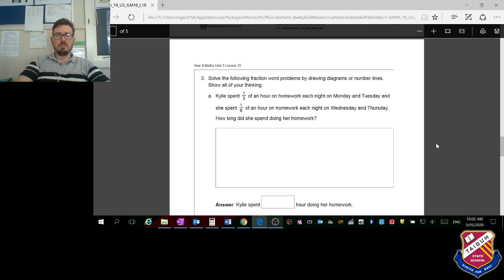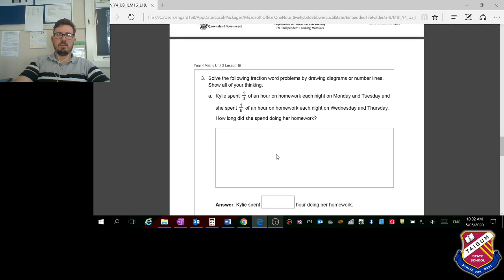So, I want you to draw 1/3 for Monday, 1/3 for Tuesday, 1/6 for Wednesday, and 1/6 for Thursday. You can do that by drawing circles and partitioning into thirds. You can do that with a number line and partitioning into thirds, or you can do that with a square and partition into thirds. It is up to you. Then add them all together. Give that a go.